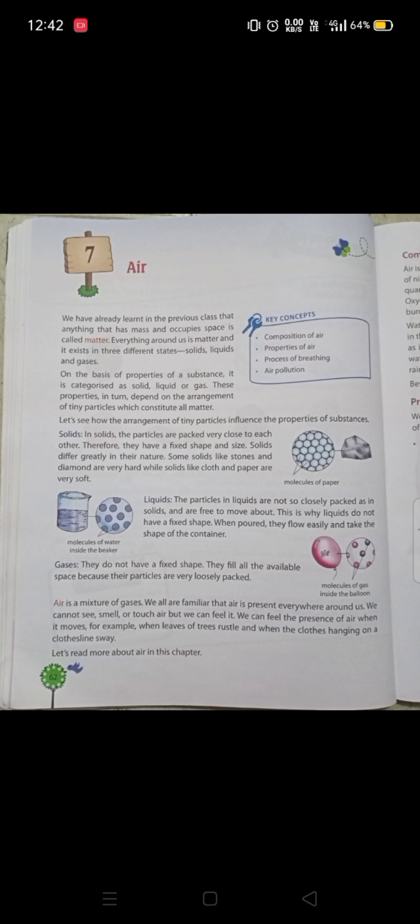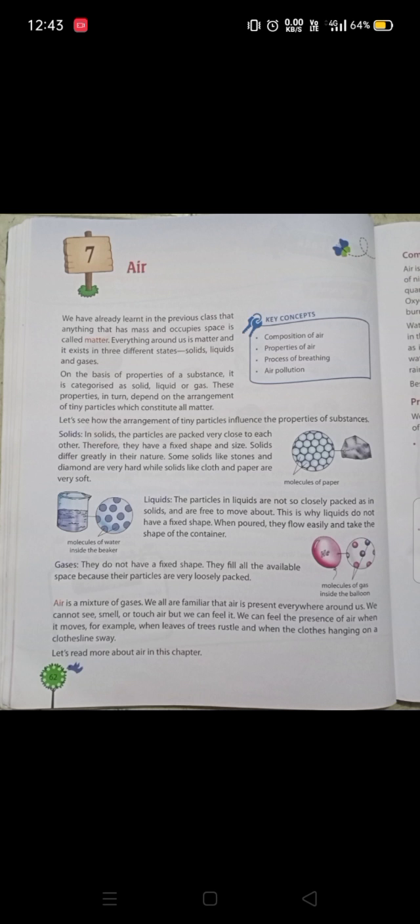We have already learnt in the previous class that anything that has mass and occupies space is called matter. So, what is matter? You see around yourself. You may see so many things on the table. You can see your books, your copies, your pencil box, isn't it? Around your room, you can see so many things lying down. You can see a bed, you can see television. So, what are all these things? These things are all made up of matter.